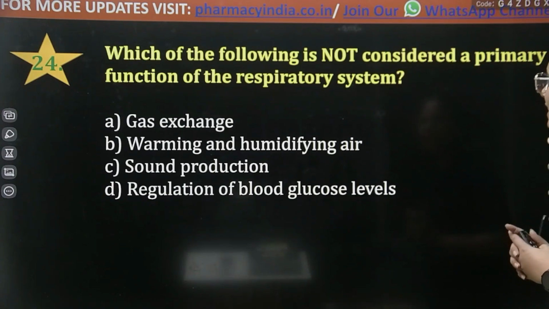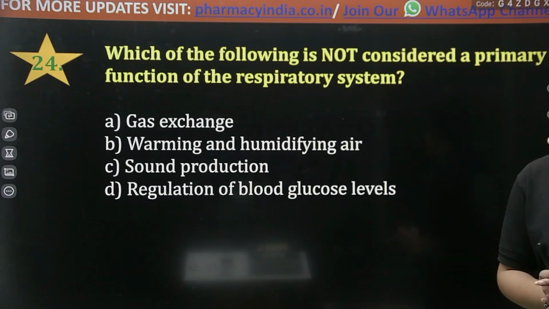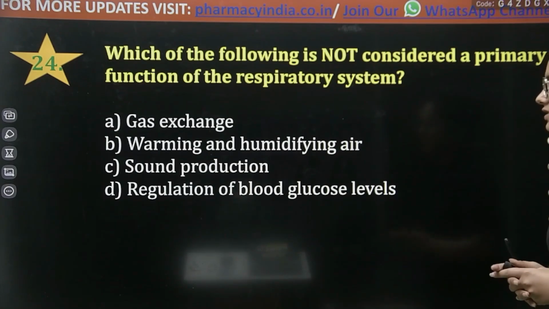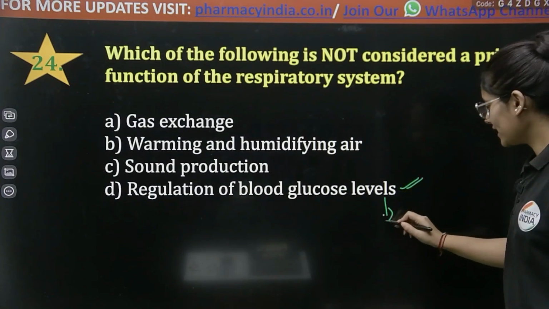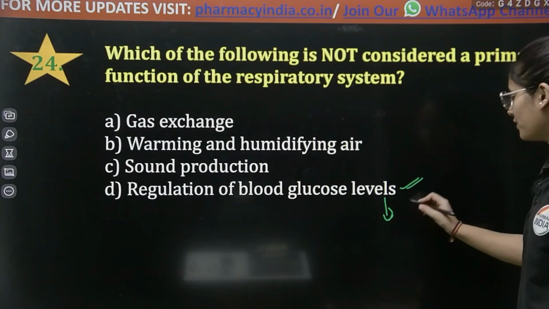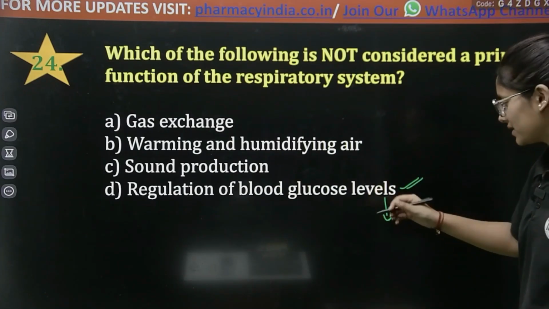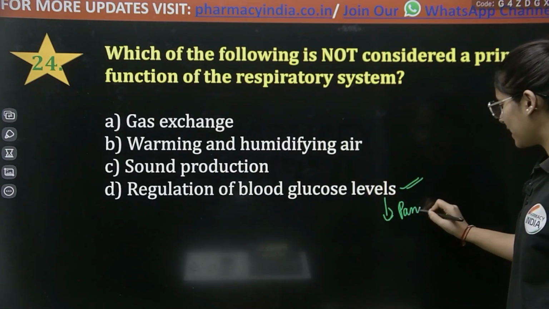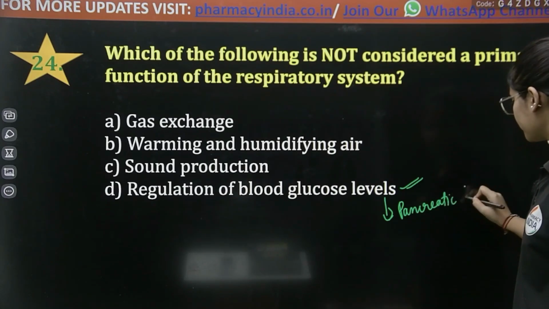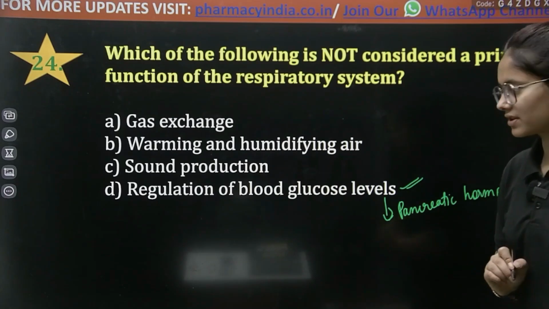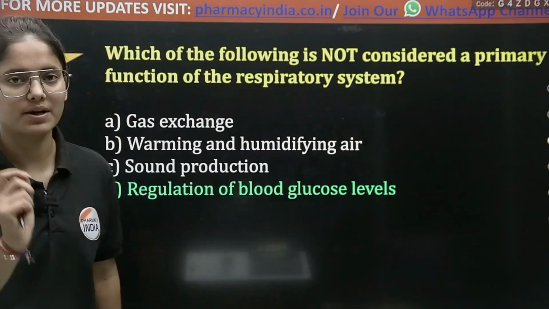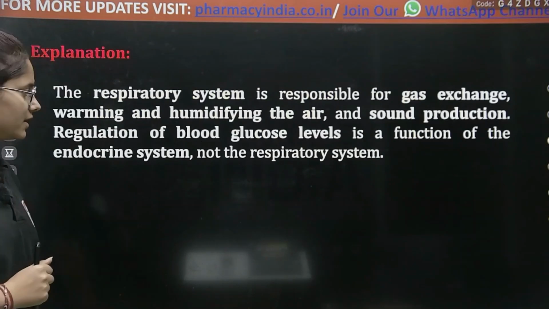Which of the following is not considered a primary function of the respiratory system? Gas exchange, warming and humidifying air, sound production, and regulation of blood glucose level. Obviously, the correct option is D, because regulation of blood glucose level is the function of hormones secreted from the pancreas. Pancreatic hormones, for example insulin and glucagon. Clear? So the correct option is D, regulation of blood sugar or glucose levels.